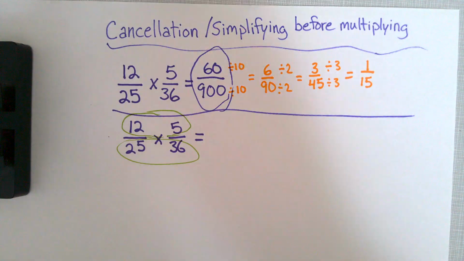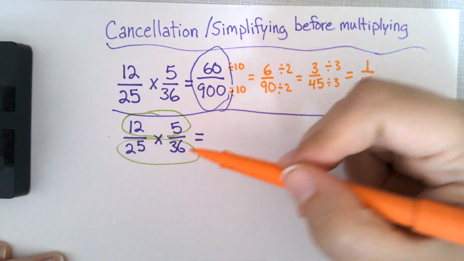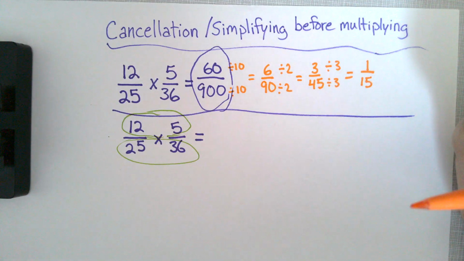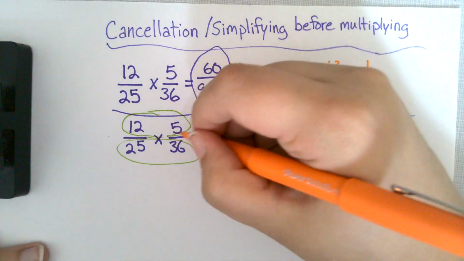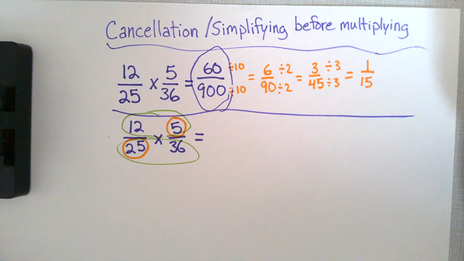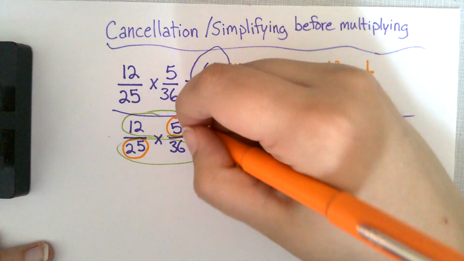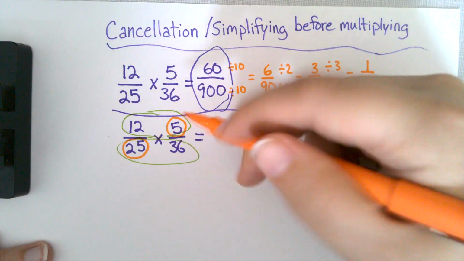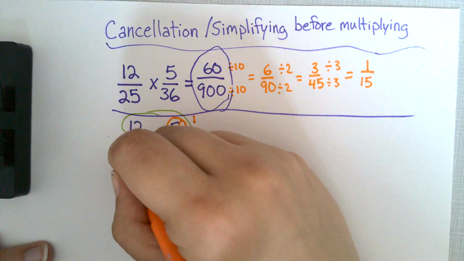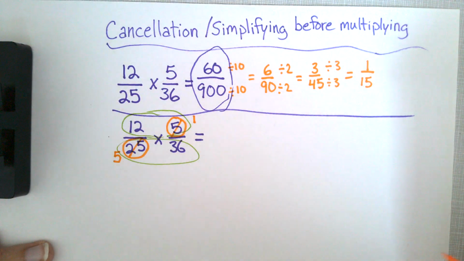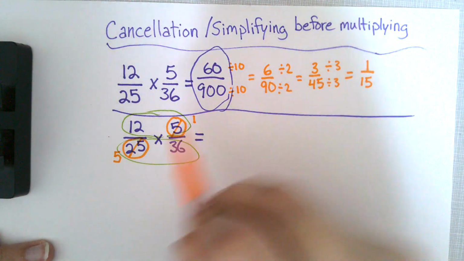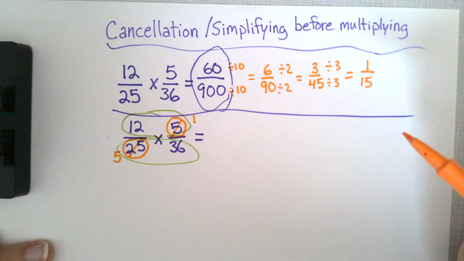I would point out to the kids, what do you see up top and down below on either of these fractions that has the same common factor? And we might notice that 5 and 25 are both divisible by 5. So they would divide by 5. 5 divided by 5 is 1. 25 divided by 5 becomes 5. So we're doing what we did up here, where you're dividing the top and the bottom. We just do it before we do the multiplication.